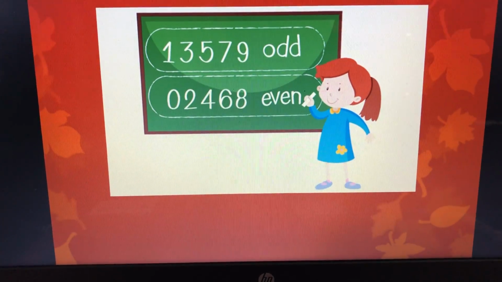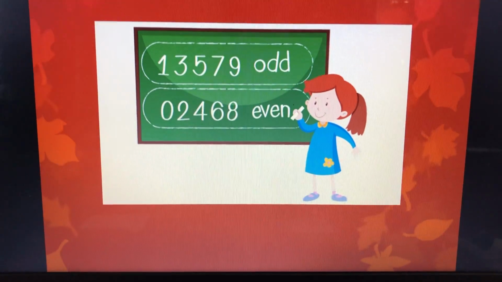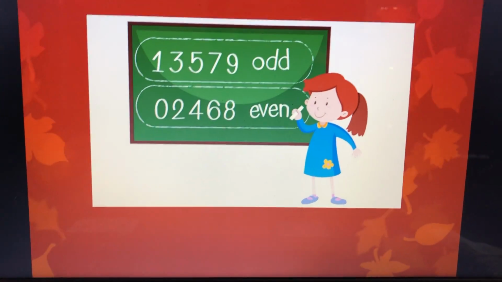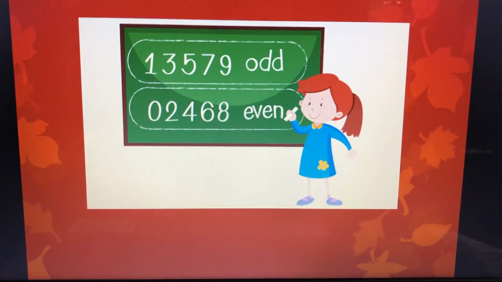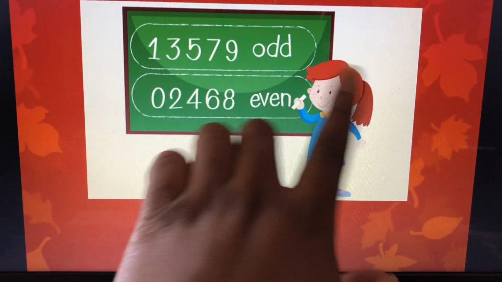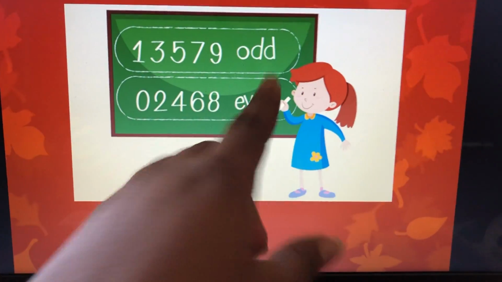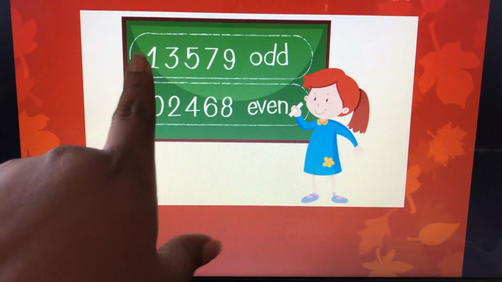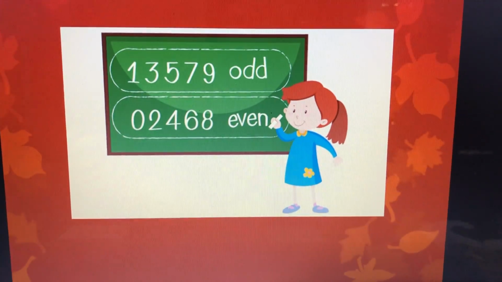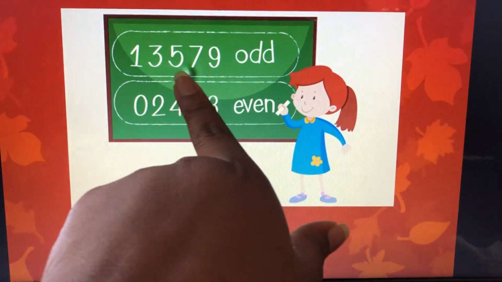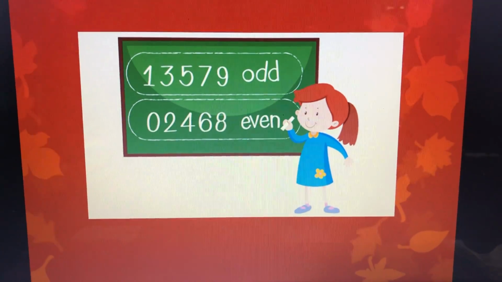Hi boys and girls, now it is time for our second lesson in even and odd numbers, and today we'll be focusing on odd numbers. Now we have up here 1, 3, 5, 7, 9, and we have the word odd. These are odd numbers, and all odd numbers end with these digits. Let's get into the lesson.